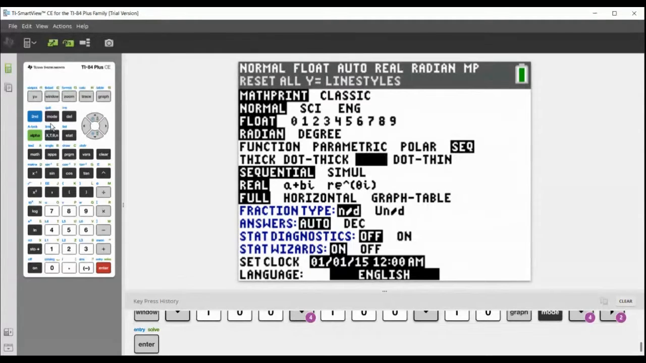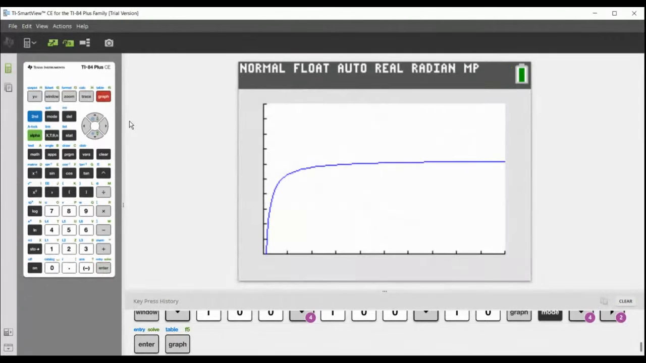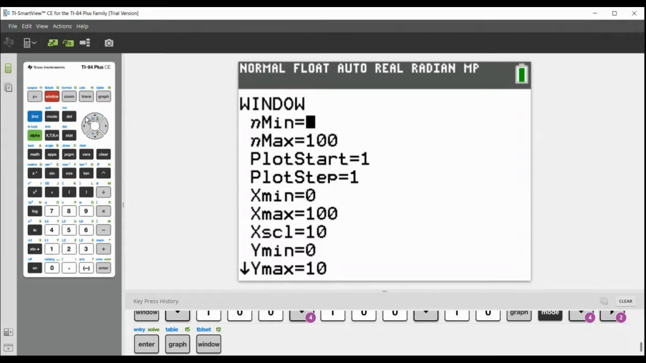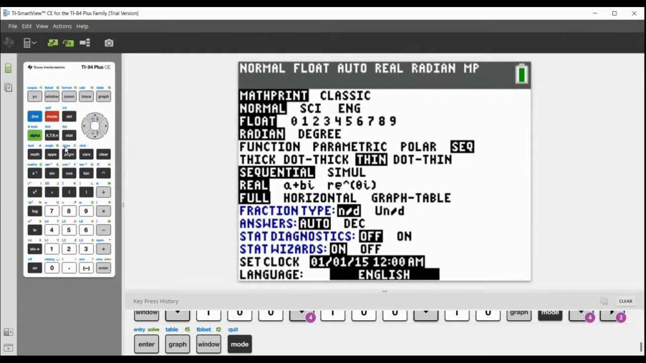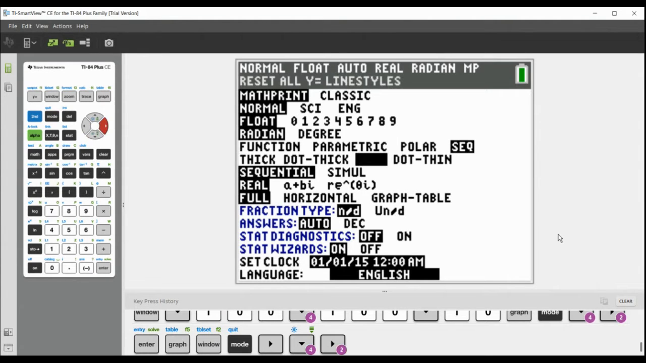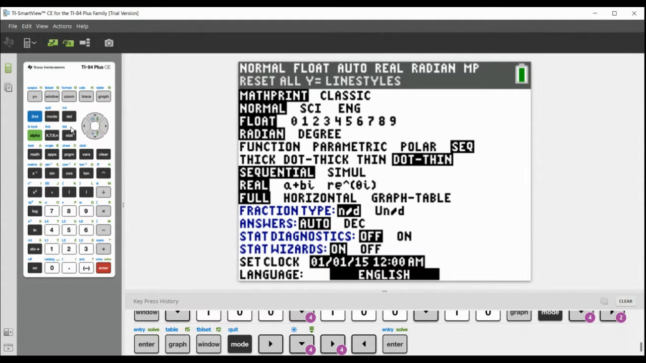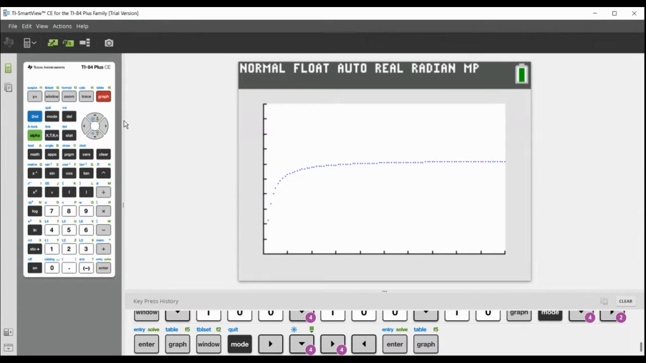All right, and let's see if that makes the graph a little nicer. So I'm picking thin dot. No, I don't like that either. Let me go back to mode here. No, let me pick dot thin. I'm just trying to make the dots show a little nicer on the graph here. Okay, that's good. Okay, so let me do a trace here, and let me keep going and see.